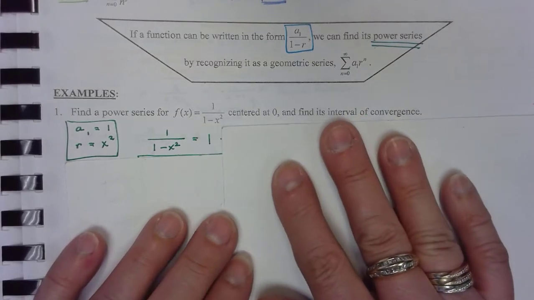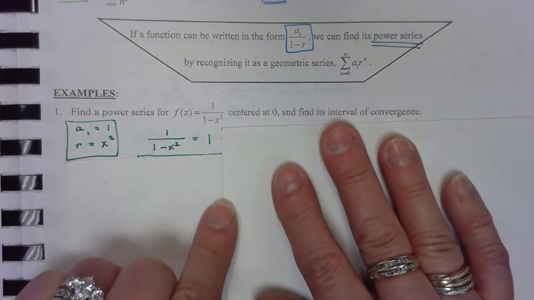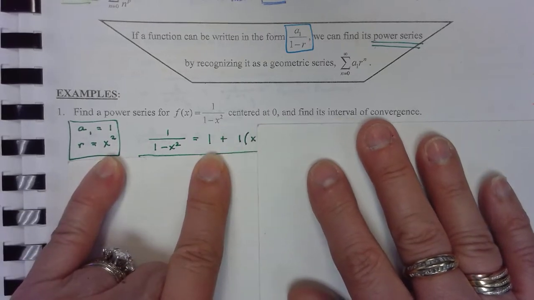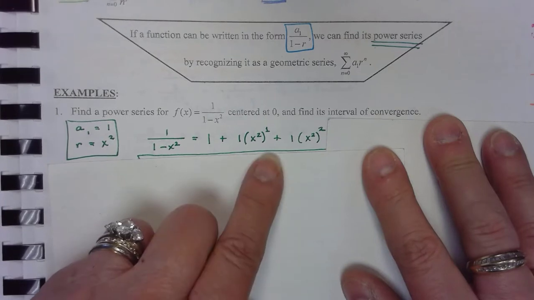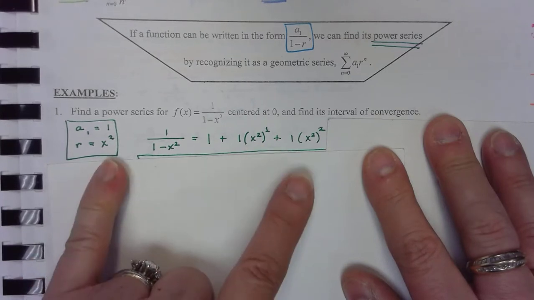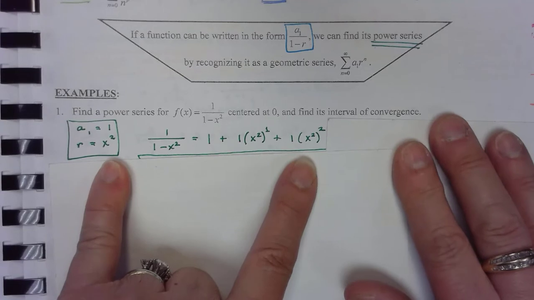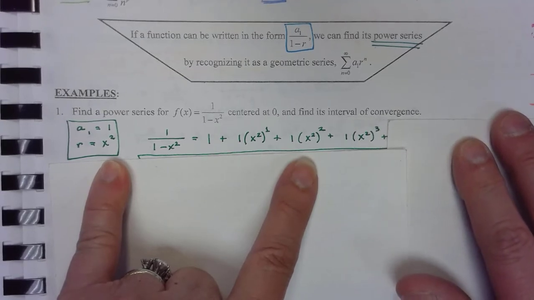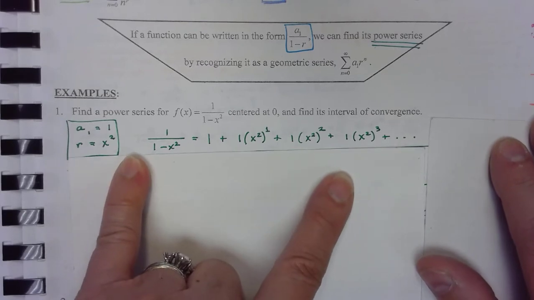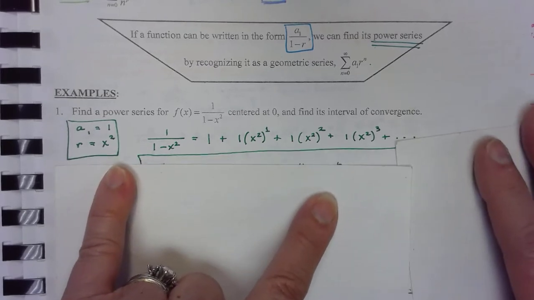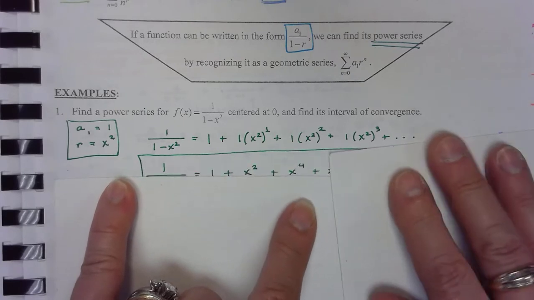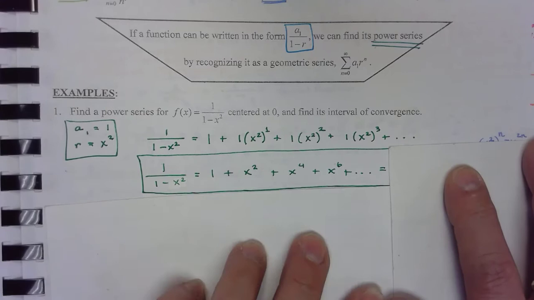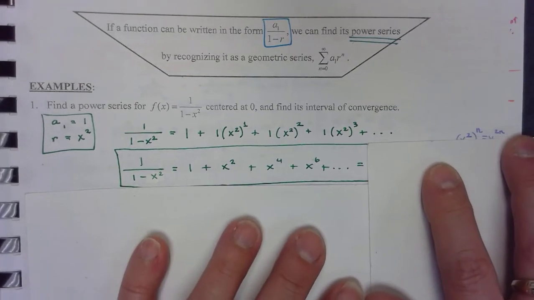So here's my a1 plus a1 times r to the 1 plus a1 times r squared plus a1 times r to the third, and so forth. Okay. So what I get is this. And now we must generate how to write that series.